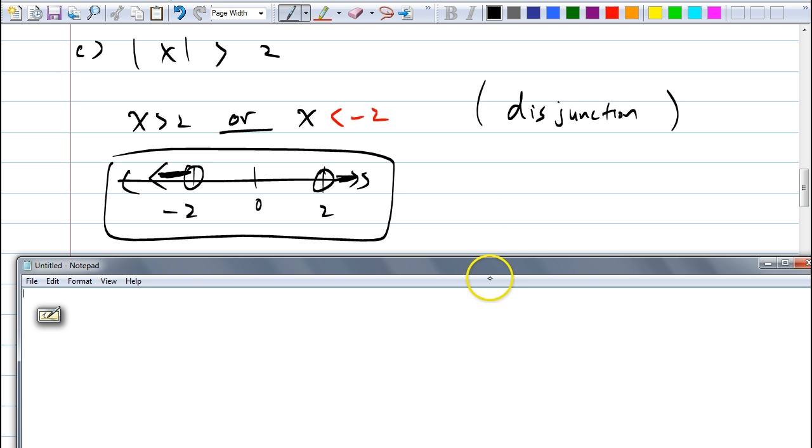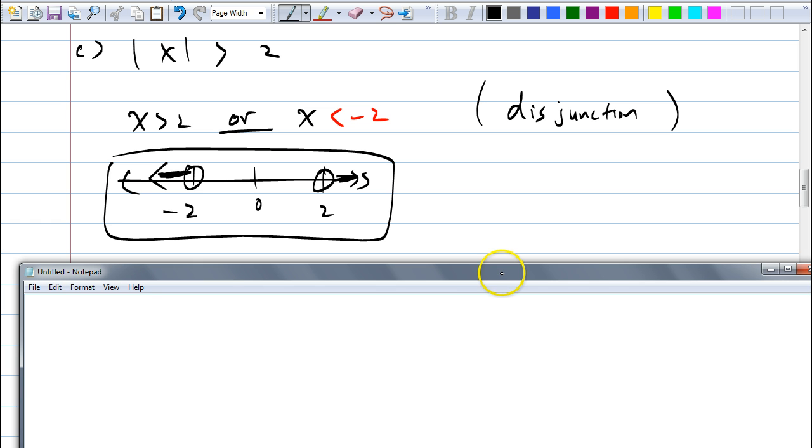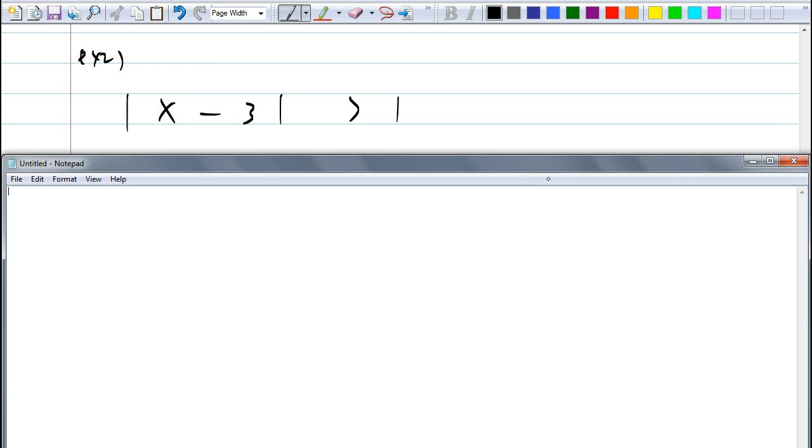Okay. All right. Let's do one more then. Are you done fixing it? You need more time? Okay, I'll wait. Take a look at example 2 here. It's a little bit different than the other one. Instead of just having x, now I have x minus 3 in absolute value. Okay, absolute value of x minus 3 is now greater than 1.